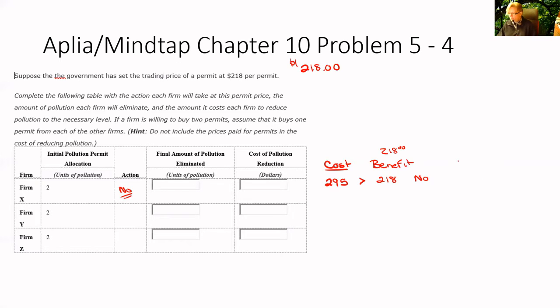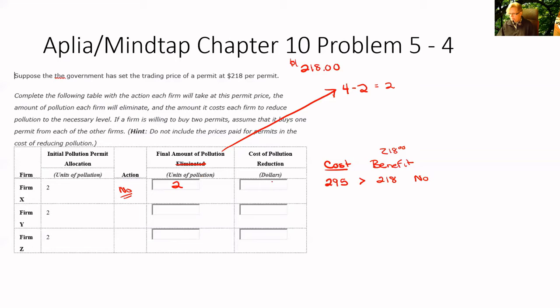So now we want to get to this, which is also a little confusing in my opinion: the final amount of pollution eliminated. So they started off with 4 at the original state. They're going to use the 2 that are provided by the government. So what is their final amount of pollution? And that's where I think if you get rid of that word eliminated, it might help. And that ends up being 2. So we're going to put a 2 here.